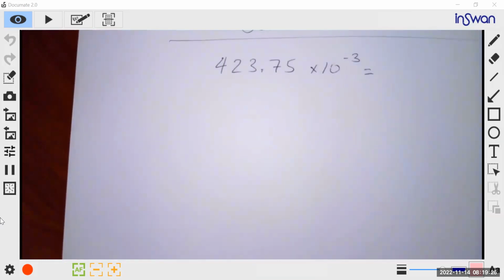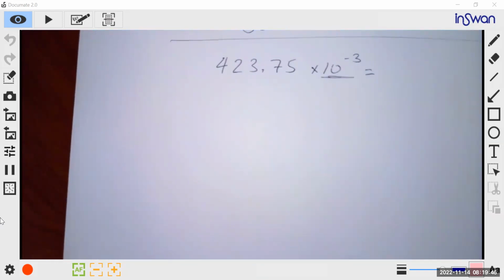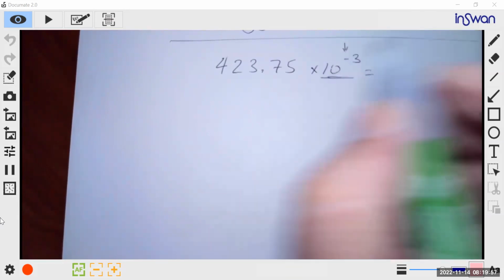How would you write that number without exponents? Okay, there's your number. This thing tells us what to do with the decimal. Which direction do we move it, left or right? Why left? Because it's negative, the decimal has to go to the left.